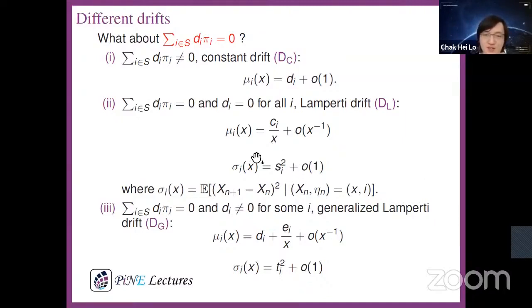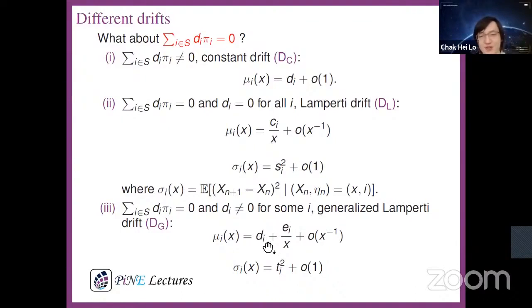And we suppose that this variance is just a constant sigma i squared plus, again, a small little o(1) error term here. And this is essentially what we need to classify in this case. So one can actually go further. You say, well, d i doesn't need to be zero for all i. So say some of them is not zero, for some i, then we actually need a lot more.